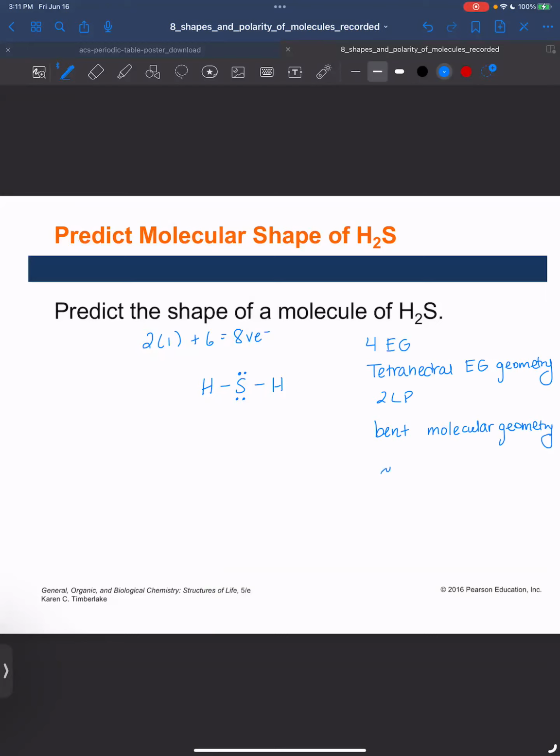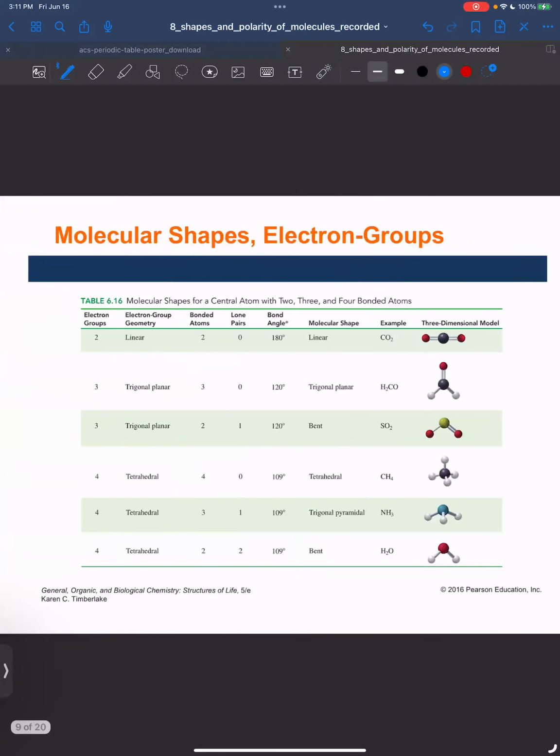And the bond angle, because it's tetrahedral electron group geometry, is about 109 degrees. So if we wanted to use the table, we can go 4 electron groups with 2 bonded atoms and 2 lone pairs. So this is this one here, and that would give us bent geometry. So this is how you can use that table confidently, especially as you're practicing your problem sets and different types of questions. This table will be very useful in helping you predict molecular geometry.